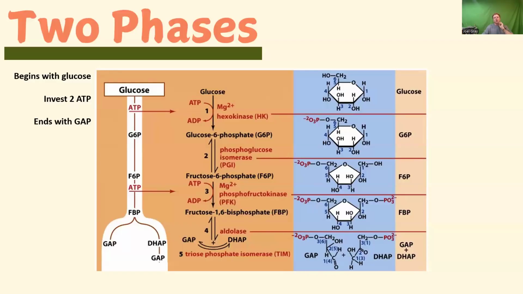Okay, so in glycolysis, to put it simply, there are 2 phases. The first phase, we describe as the investment phase. That phase begins with glucose. This molecule right here is glucose. Have we seen glucose before? Yes, we have. This is our cyclic form of glucose. We are going to invest a pair of ATP molecules.